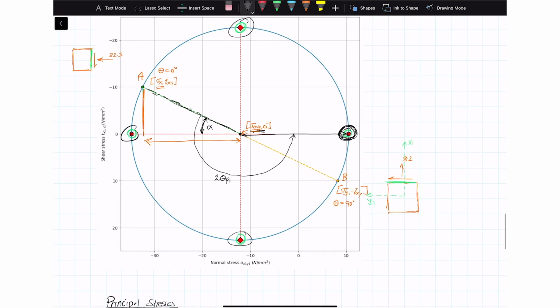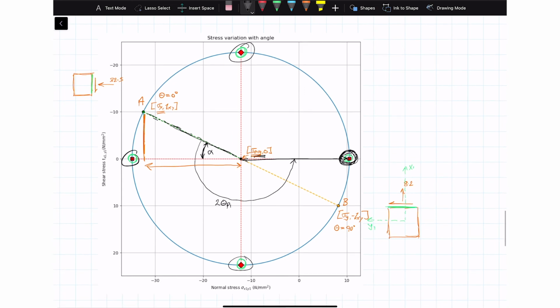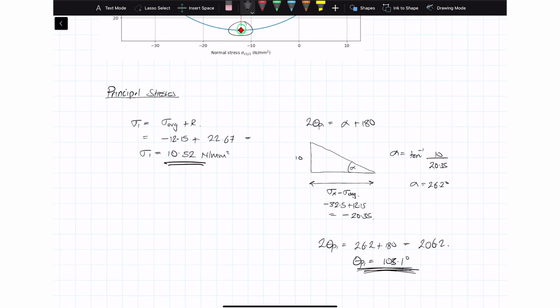I can look at this straight away and I don't have to worry about remembering equations. There's no transformation equations to remember. All I have to know is the location of the center and the radius. Remember those two things and you can work out every state of stress at this particular point in the structure. Right, let's just finish it out then.